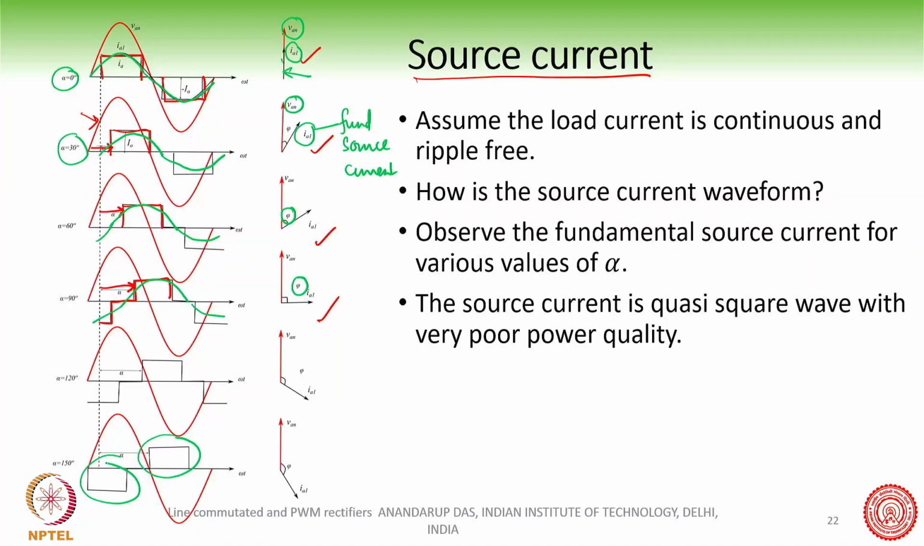So there are also harmonics being generated. You can understand, this is a quasi-square wave. The grid does not like quasi-square wave current. The grid likes sine wave current. So the source current is quasi-square wave, which is a problem. Poor power quality, a lot of harmonics, and poor power factor. All these are the problems of thyristor rectifiers.